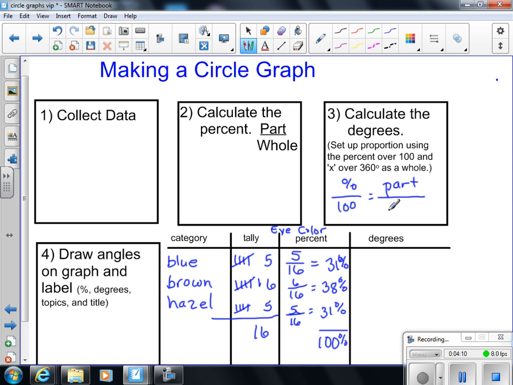And what is the whole circle? 360. So in this case, what do I put over 100? Right, I have 31 over 100 equals, do we know the part? N over 360. Okay, let's do the calculations and see what we come up with.